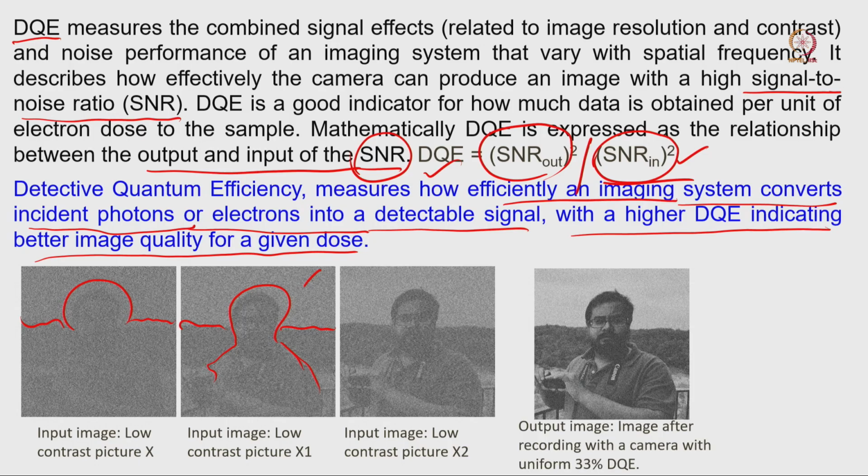You can consider that this is my own image, and I am showing you what kind of differences you can see at different noise levels. In the same image, if the signal is not good and there is too much noise, this image will be equivalent to this particular image. But if the signal is good, you can figure out that definitely this is a human being and this is the background. Here is the output image, the image after recording with a camera with a uniform 33% DQE.